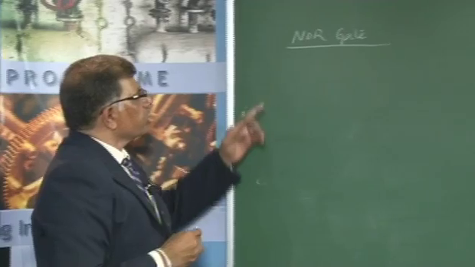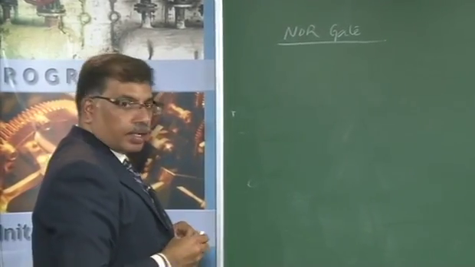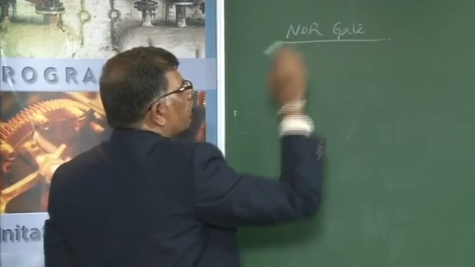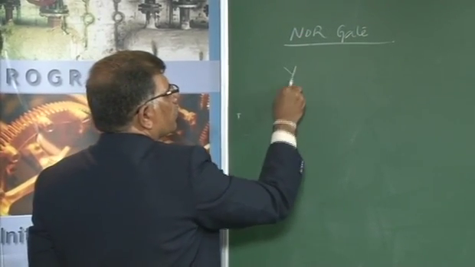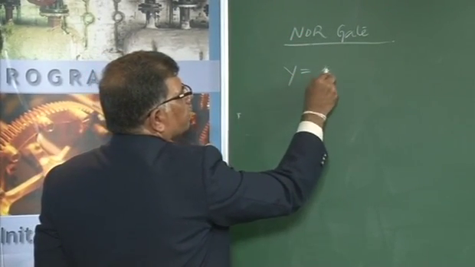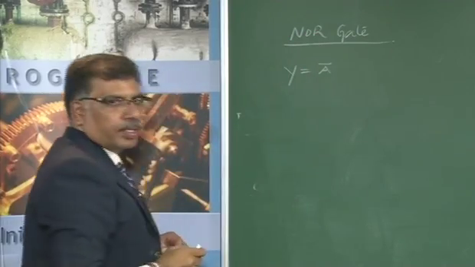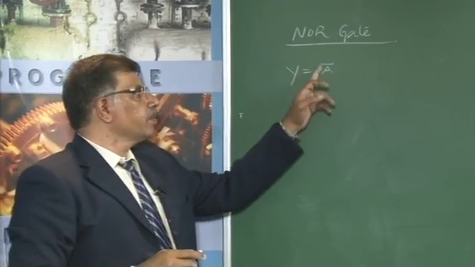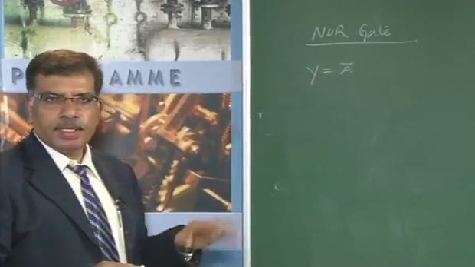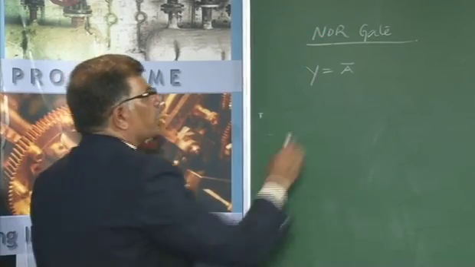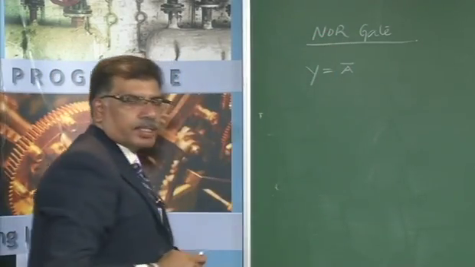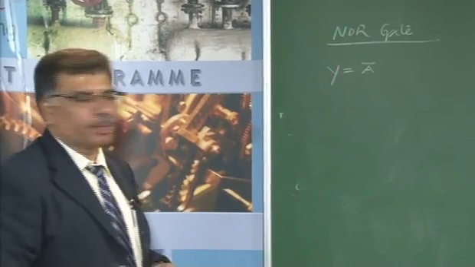First, we will try to realize the NOT operation by using a NOR gate. So what is the expression for a NOT gate? It is y is equal to a bar. That is, a is one input variable, and the output will always be the complemented one. Now I want to realize this expression by using only the NOR gate operation.